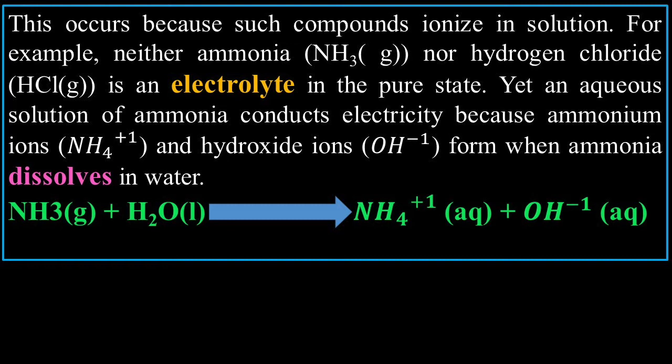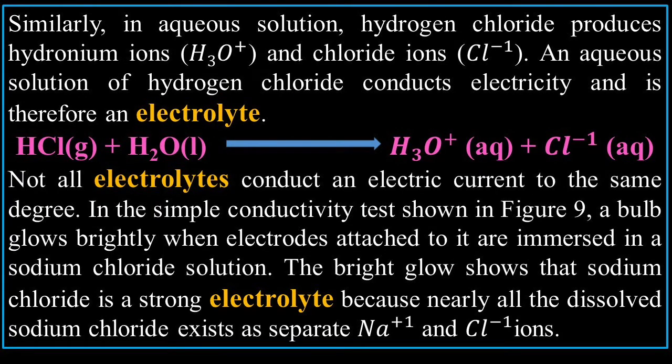For example, neither ammonia nor hydrogen chloride is an electrolyte in the pure state. Yet an aqueous solution of ammonia conducts electricity because ammonium ions, NH4+, and hydroxide ions, OH-, form when ammonia dissolves in water. And there's the equation, and there are the ions on the right side, and they will actually do the conduction of electricity. So they will become electrolytes when dissolved in water, and water will become an electrolytic solution when it has something dissolved in it.